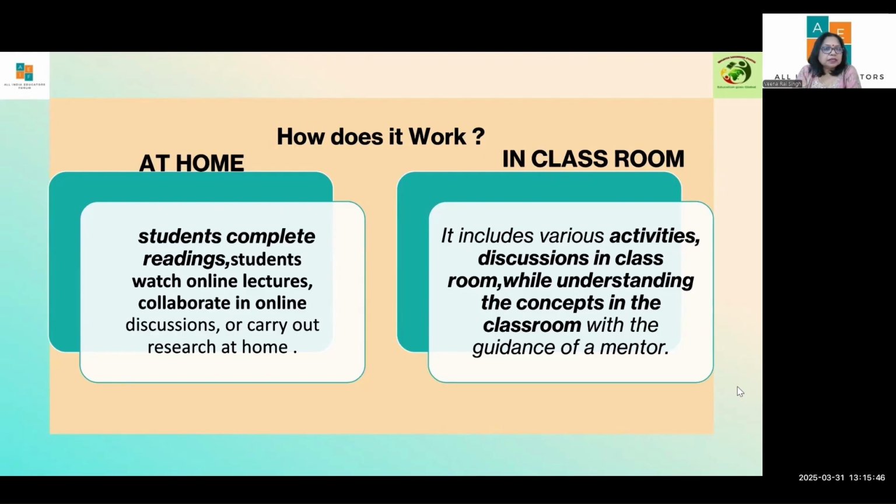Now, friends, let's understand how the flipped classroom model works. At home, students will complete readings. They are going to watch online videos sent by the teacher facilitators, and in the classroom, they will carry out activities and discussions, and they will understand the concepts, obviously under the guidance of a mentor, or we can say the teacher facilitator.